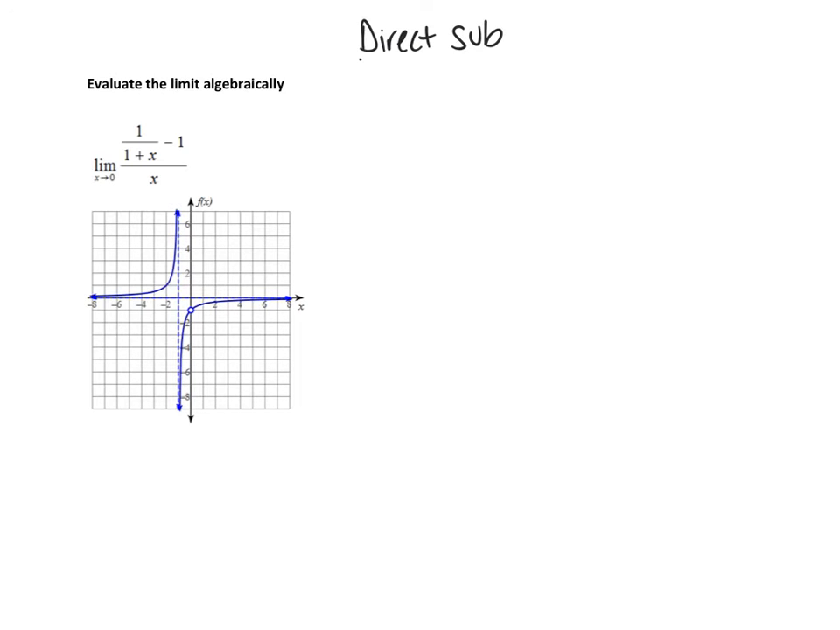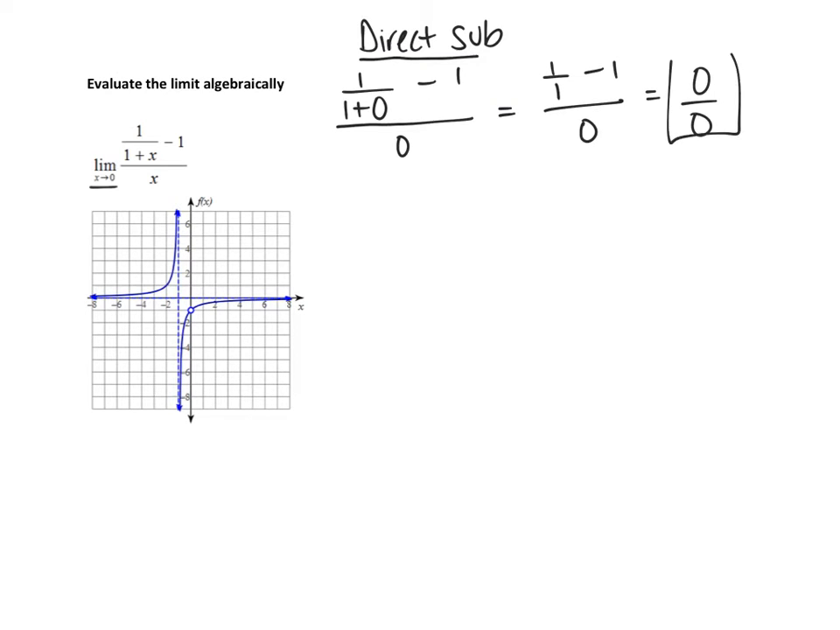We want it as x approaches 0, it says. So 1 over 1 plus 0 minus 1 all over 0. So 1 over 1 minus 1 over 0. So this is still 0 over 0. Life is beautiful. We have a hole.